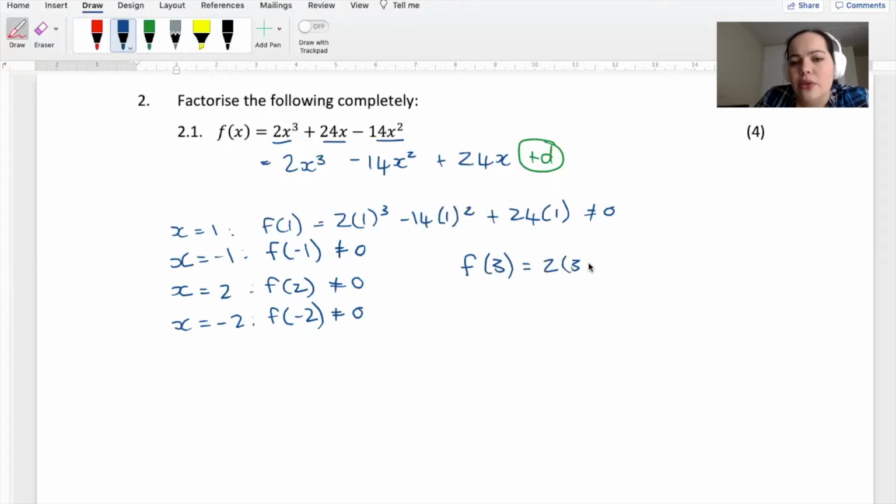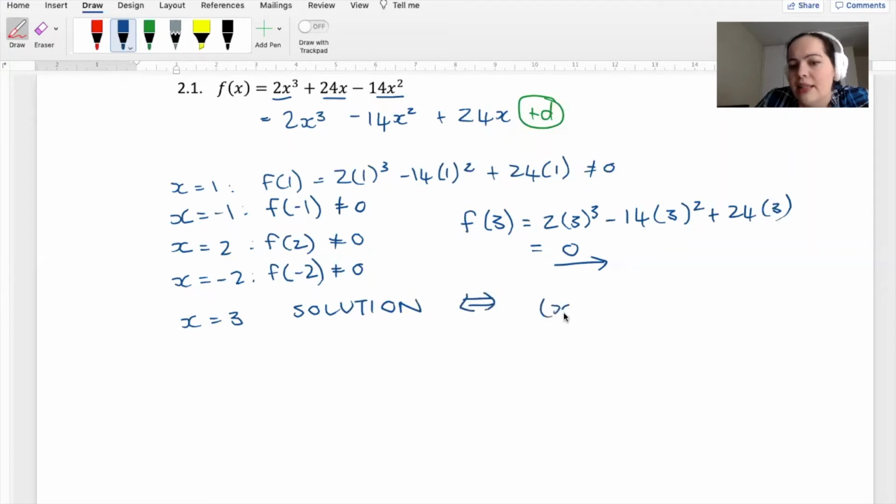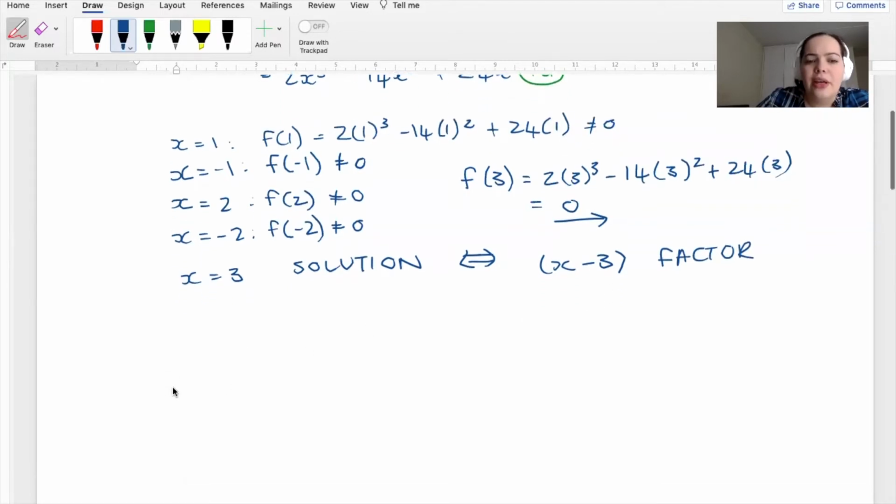We'll get 2 times 3 cubed minus 14 times 3 squared plus 24 times 3. And finally, we reach that it equals 0. So from here, we need to remember that that means that x is equal to 3 is a solution. But then that also means that x minus 3 is our linear factor. All right. Okay, so now we found our solution, we can do our synthetic division.